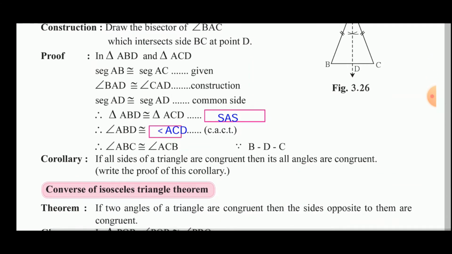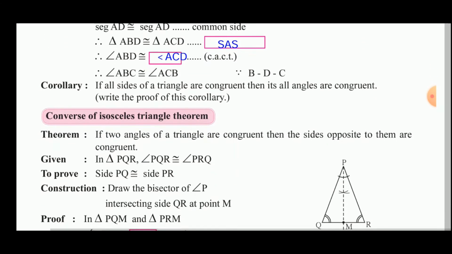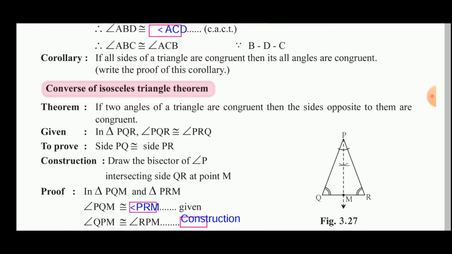Now the statement of the next is the corollary. Now what is a corollary? The property which we derive by considering the statement and using the result of the theorem is called the corollary. Now if all sides of the triangle are congruent, then all its angles are congruent. You do not have to write down the proof of this corollary, you just remember the statement of the corollary. There is no need to write down the proof or learn the proof.